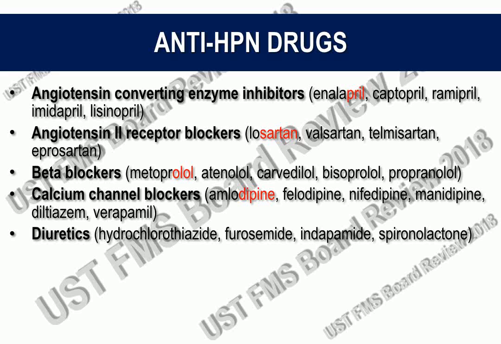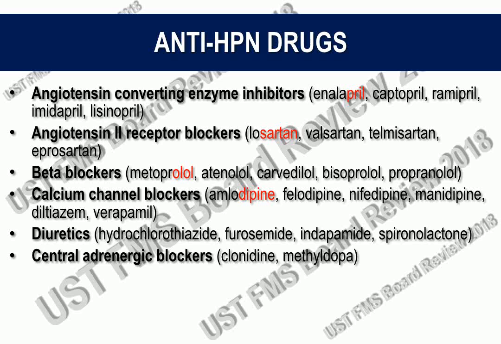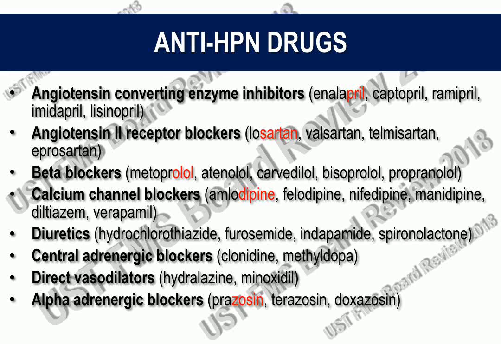Finally, diuretics. You have different diuretics in the treatment for hypertension. Your thiazides, your loop diuretics, exemplified by your furosemide, and several other diuretics, and your potassium-sparing diuretics in the form of spironolactone. In the etc. or the other drugs, your clonidine, methyldopa, which are your central adrenergic blockers, your hydralazine, minoxidil, one of your old antihypertensives, which are direct vasodilators, and finally your zosines, your prazosin, terazosin, doxazosin, which are your alpha adrenergic blockers.